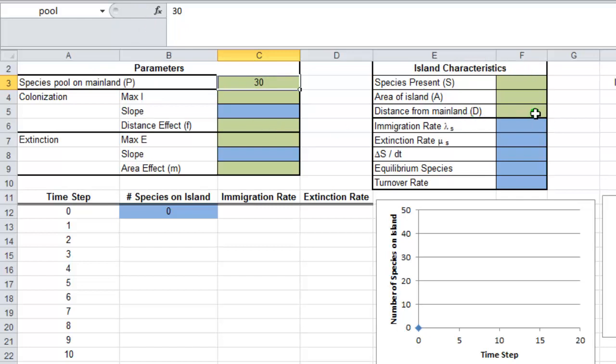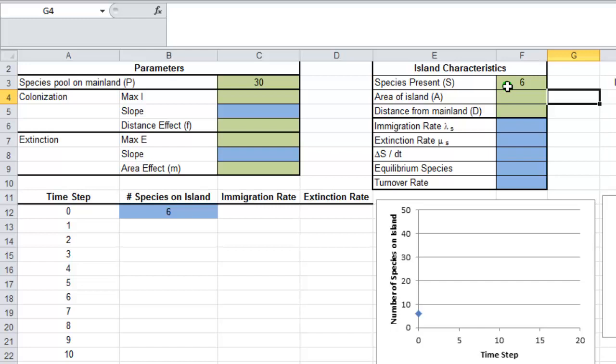Now, our actual island characteristics are over here in this portion of the spreadsheet. Here we can enter the current number of species that are present. So let's enter the number 6. We'll also be able to enter more information about the island, such as its area and how far it is from this mainland population, but we're going to leave these cells blank for now. So we have 30 species on this mainland, and our goal now is to predict what's going to happen with respect to species richness on the island itself.